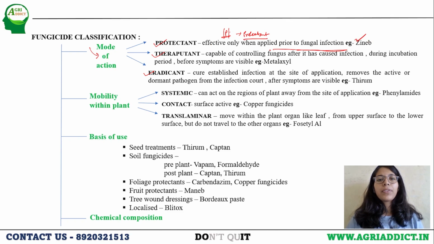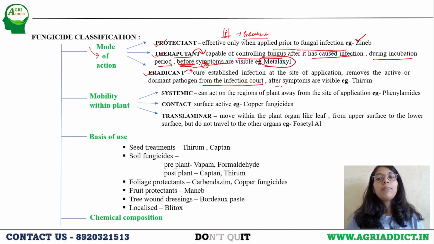Example is zinc. Therapeutant. So when to apply therapeutant? The fungus has already caused infection in the plant, but the symptoms are not yet visible. Okay, it is in the incubation period. Then therapeutants are applied for controlling that fungus. Example, metalaxyl.